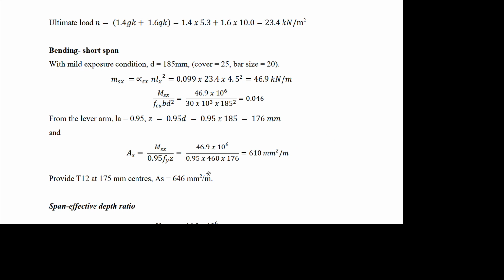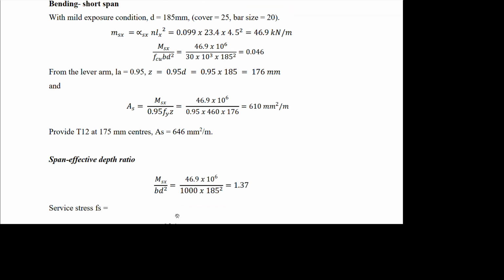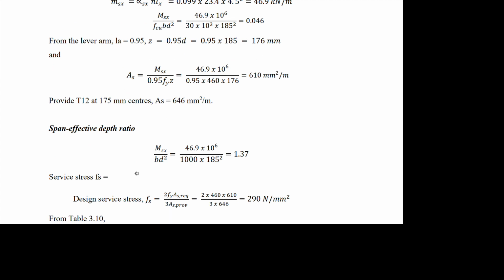You just calculate your AS, which is equal to MSS over 0.95 FY Z, and you have this. So you just use this, go and check your reinforcement bar you provide. We are providing 12 mm diameter bar at 175 mm spacings, and then we go to our span effective depth ratio again, M over BD squared. We look at it, what value do we have? We have 1.37. From this value, we go and check our service stress. With our service stress, we have it to be this.